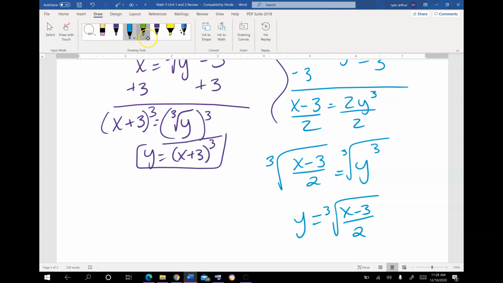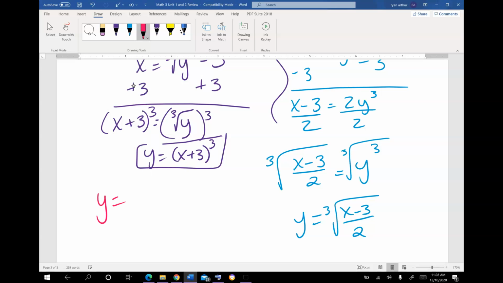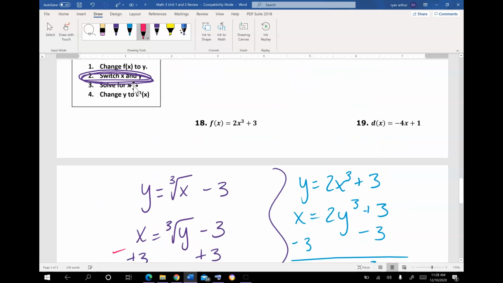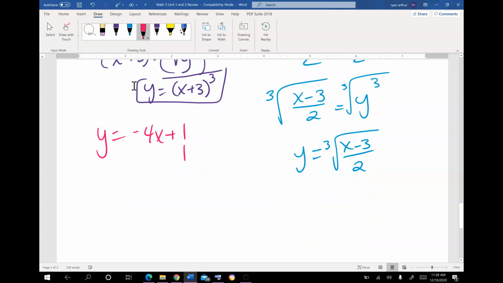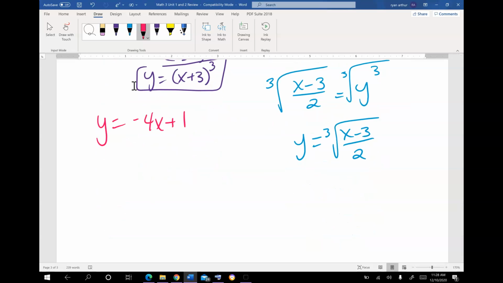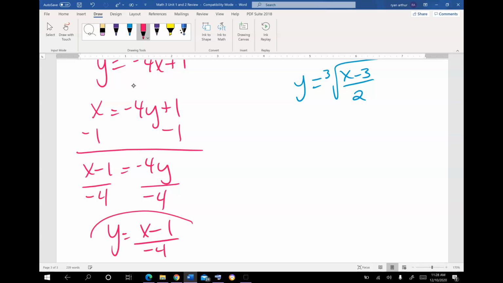All right. Last problem for this review video, okay, is Y equals negative 4X plus 1. Switch X and Y. X equals negative 4Y plus 1. Subtract 1. So I have X minus 1 equals negative 4Y. Then divide by negative 4. So Y equals X minus 1 divided by negative 4.